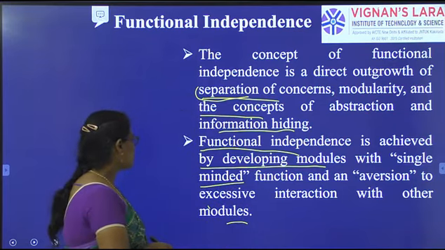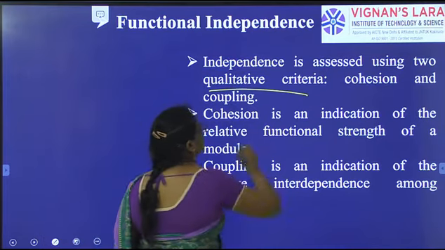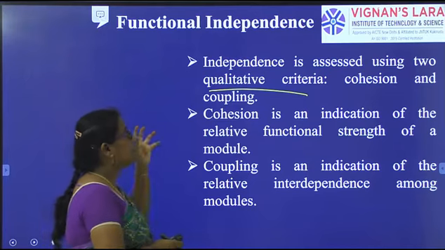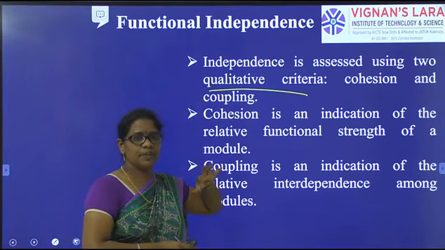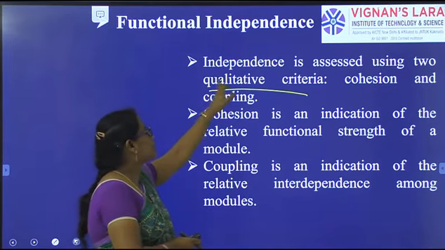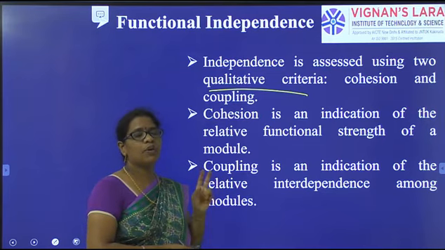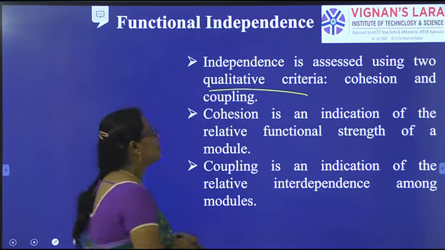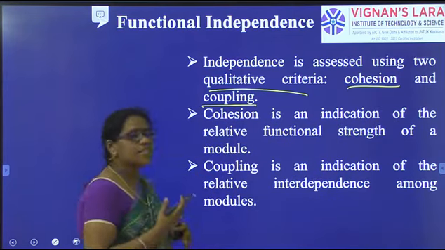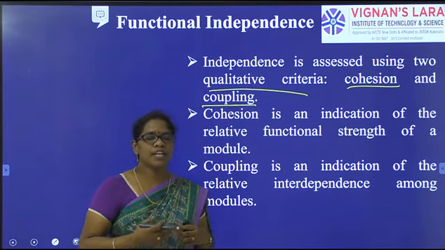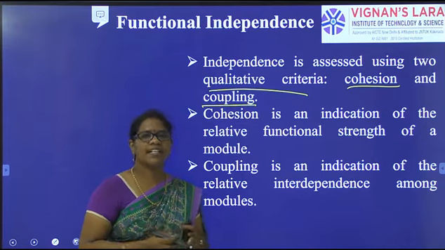And next, independence is measured using two qualitative criteria. For what purpose are we using the independence? One is cohesion and the second one is coupling. So what is cohesion? What is coupling? How do these come under the qualitative criteria in independence? So let us see that.